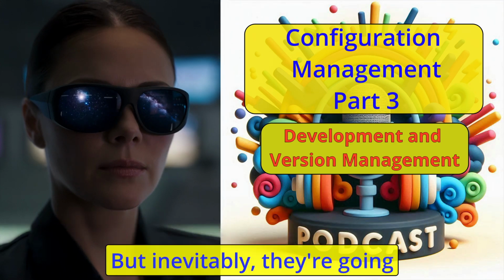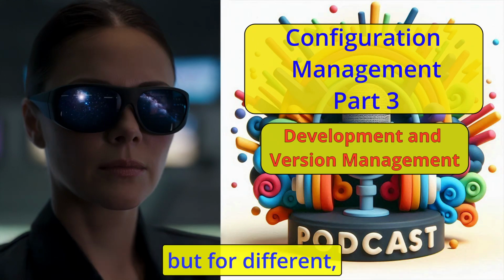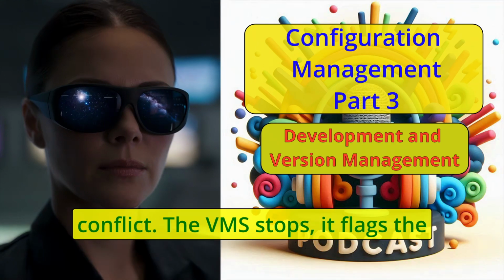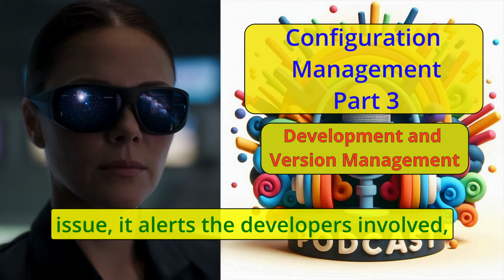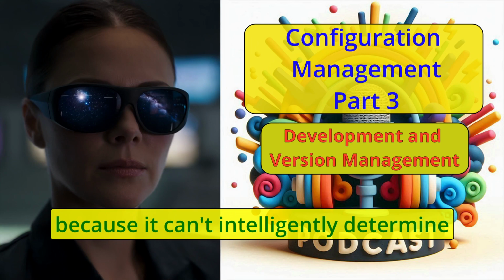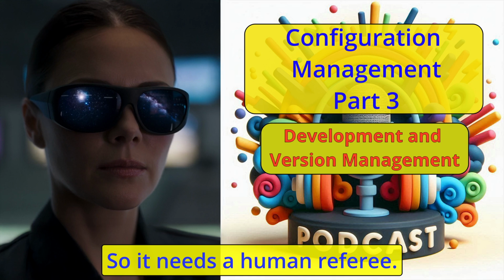But inevitably, they're going to step on each other's toes. They both change the same line of code, but for different, maybe conflicting reasons. And that's the moment of the merge conflict. The VMS stops. It flags the issue, it alerts the developers involved, and it refuses to proceed automatically because it can't intelligently determine whose change should win. So it needs a human referee.